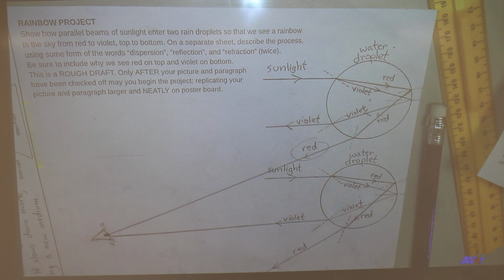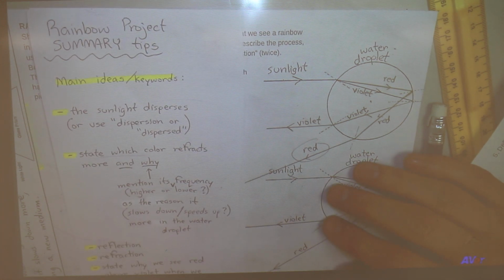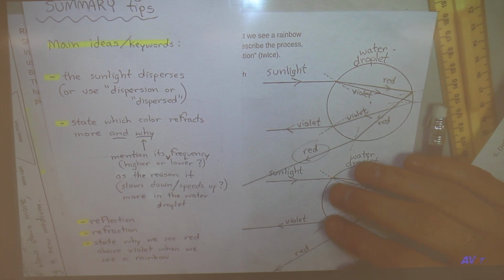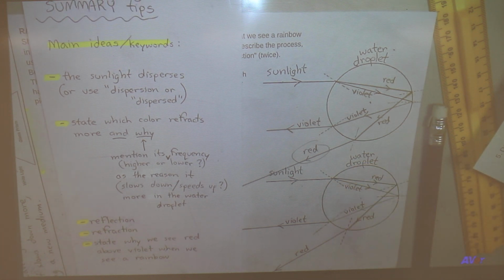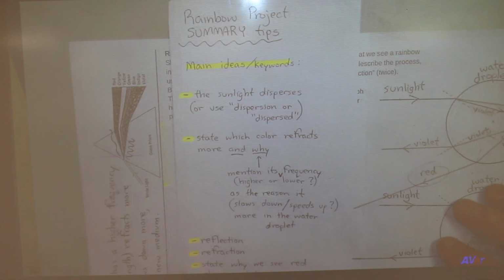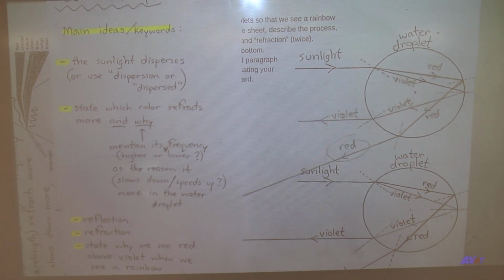Okay, so what I'm going to show here is a list of just main ideas that you really want to touch upon. Your Rainbow Project summary tips are right here. Okay, so I'd like the summary to be in paragraph form. These are just main ideas, main pointers. Let me fix this a little bit so you can see that better. Okay, and still show the picture, why not?